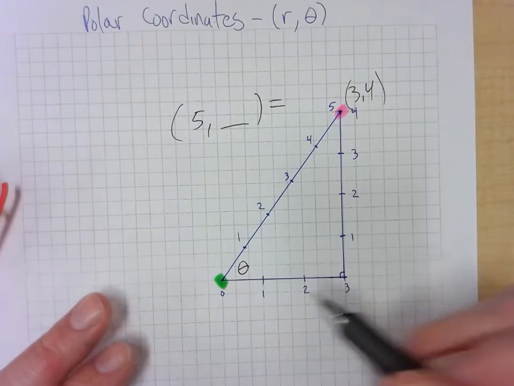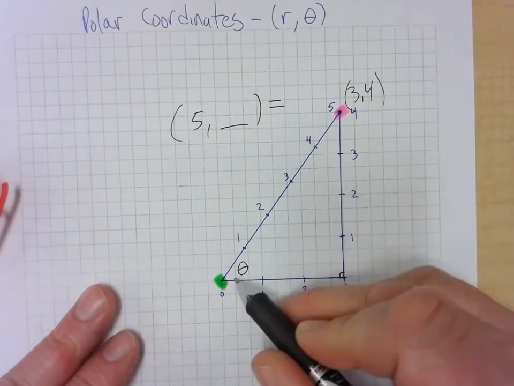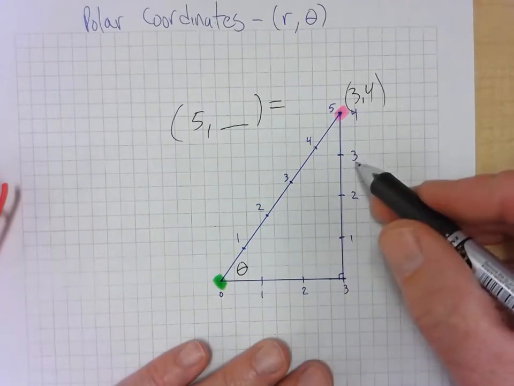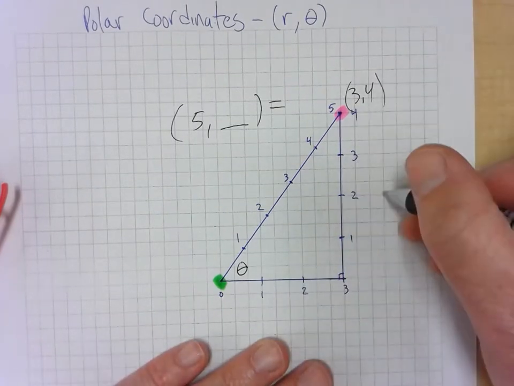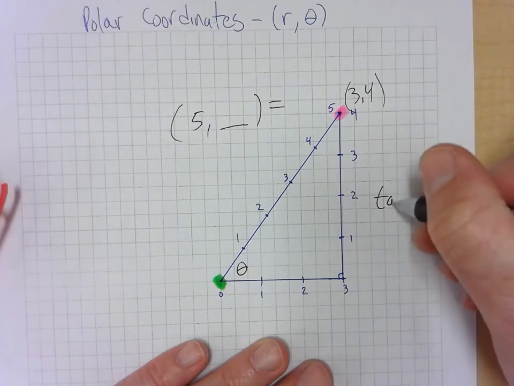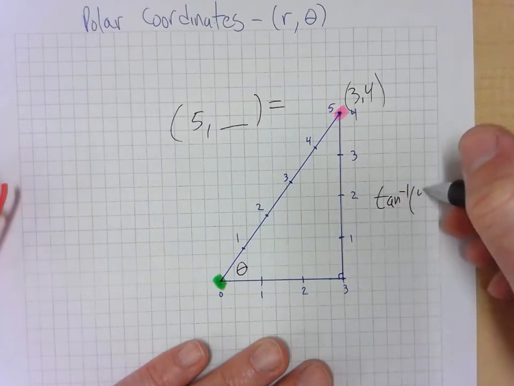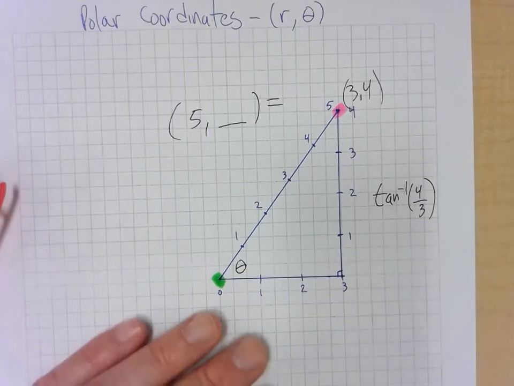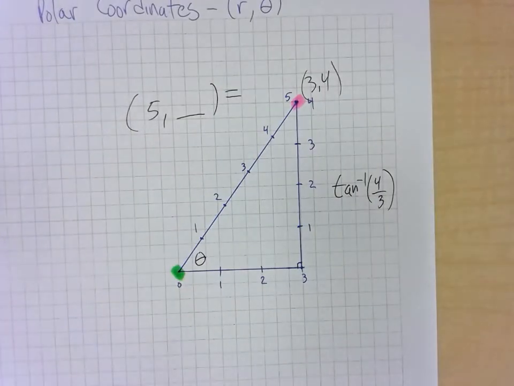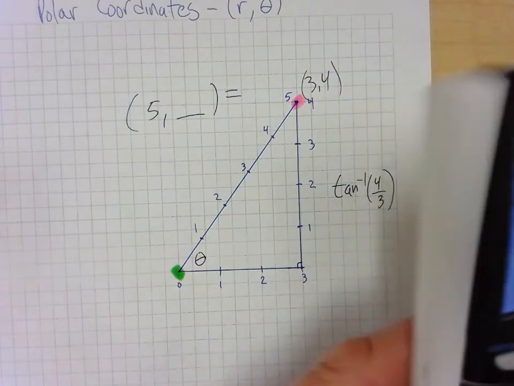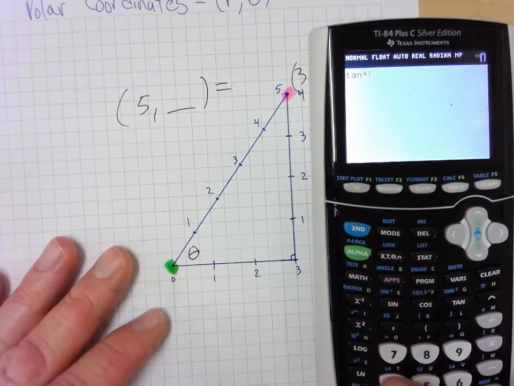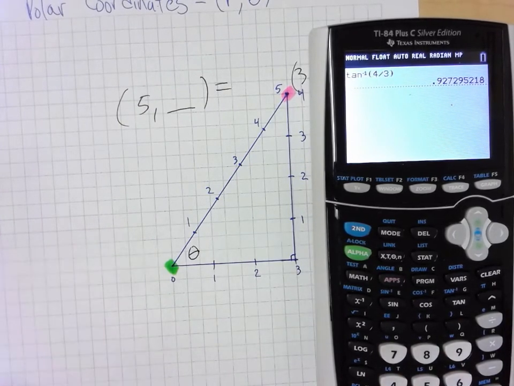Using trigonometry, we can use inverse trig functions. You use any one you want to. I'm just thinking slope here because I have the 3, 4. So I'm going to do inverse tangent of 4/3, opposite over adjacent. Type that into the calculator. So inverse tangent of 4/3 is equal to that in radians.